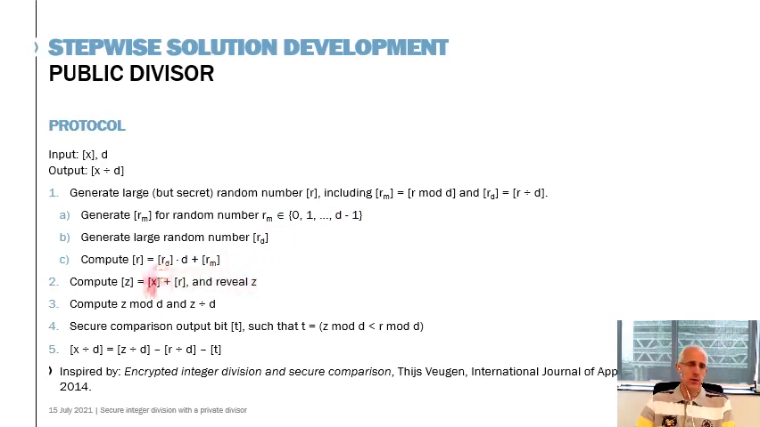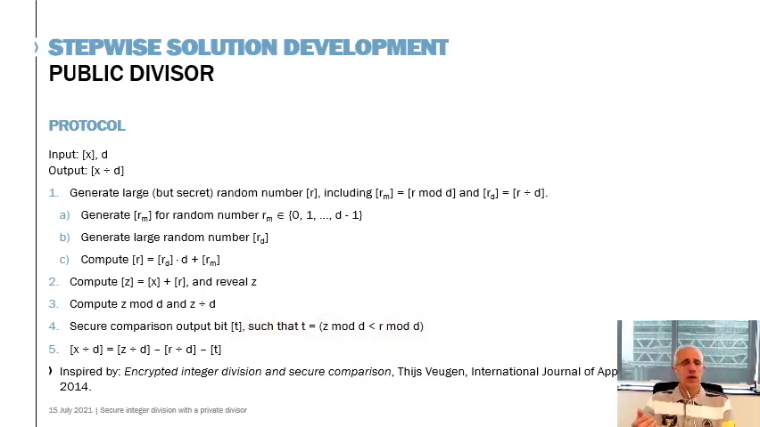You can add it to your secret dividend X, reveal Z. Z will tell you nothing about X because it's additively blinded. But given the public D, you can easily compute Z mod D and Z div D. And if you think about it, the X div D is more or less equal to Z div D minus R div D. And sometimes you need to subtract an additional bit. And whether you need to subtract that depends on the outcome of this comparison. Details are in the paper why this works.